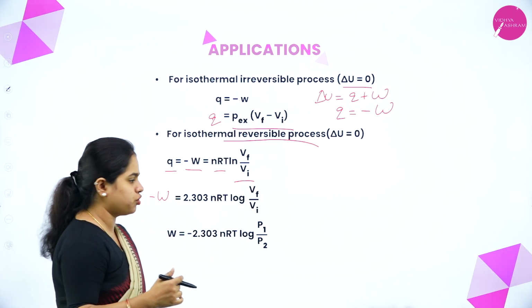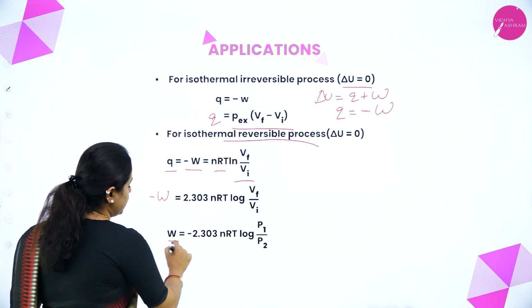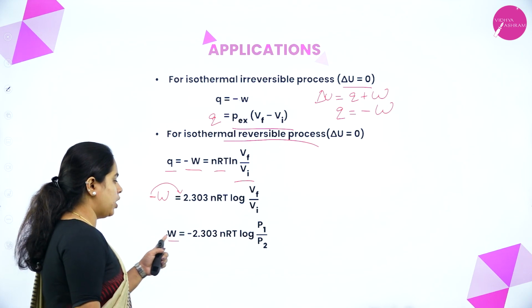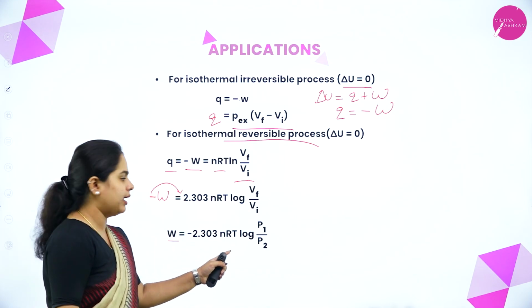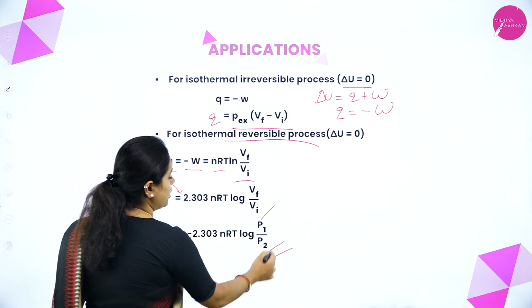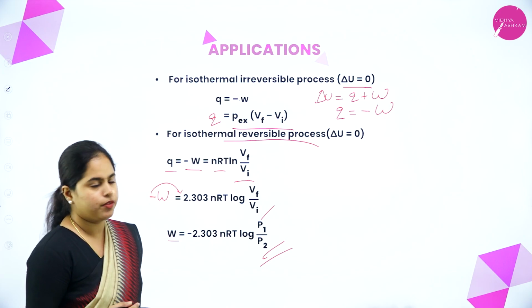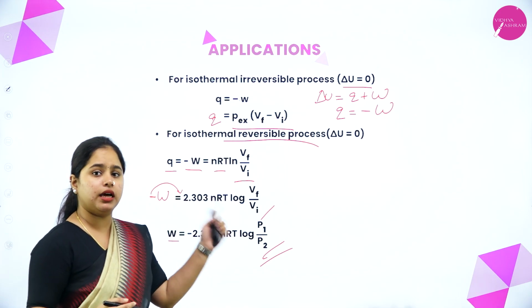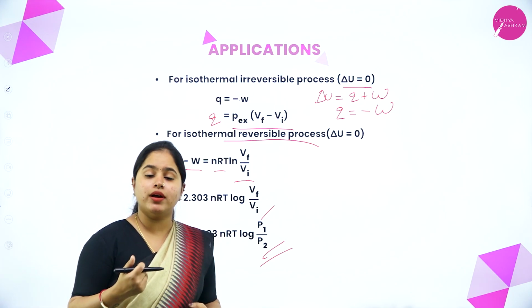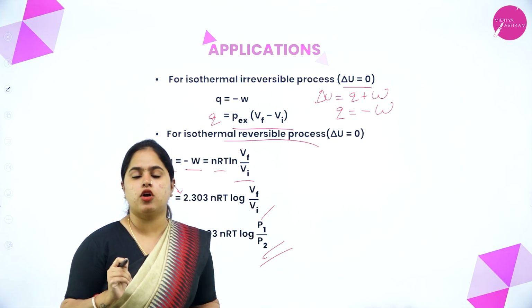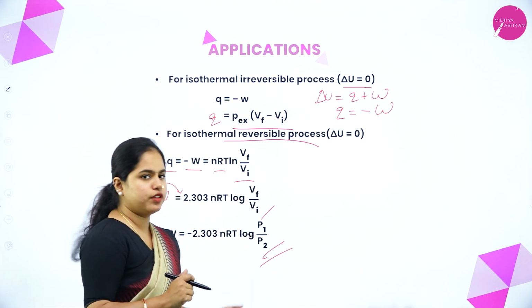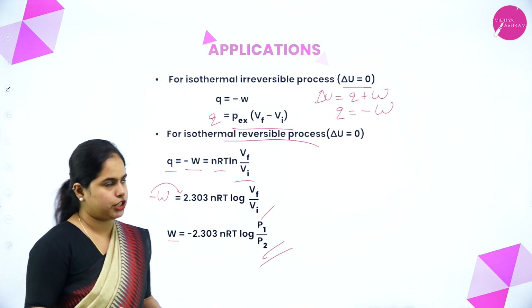in terms of pressure also you can write, that is W is equal to, yes, the negative was here, I can shift the negative here also. So, the equation becomes work is equal to minus 2.303 nRT log P1 by P2. So, either in terms of volume or in terms of pressure, you can write this equation. So, this is in the case of an isothermal reversible process. In case of an isothermal reversible process, the equation for work done is minus 2.303 nRT log V final by V initial, or else in place of that you can write it in terms of pressure as well.